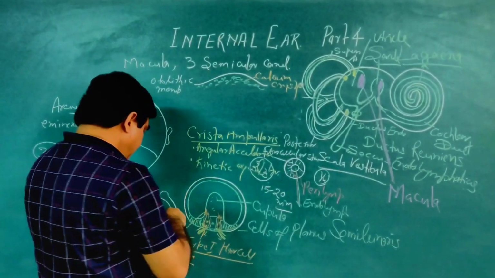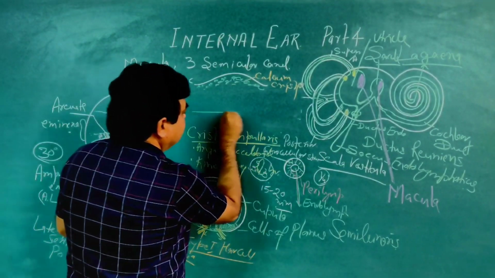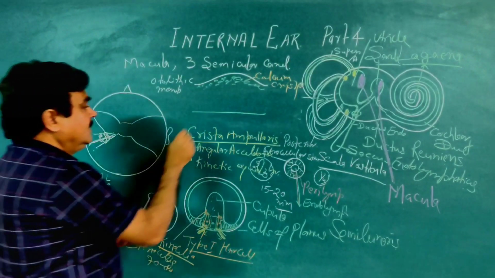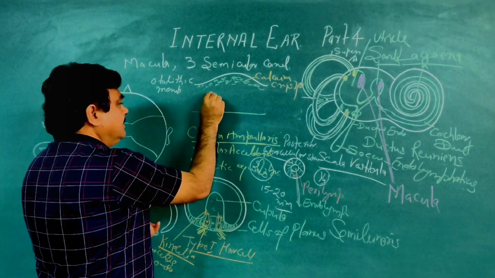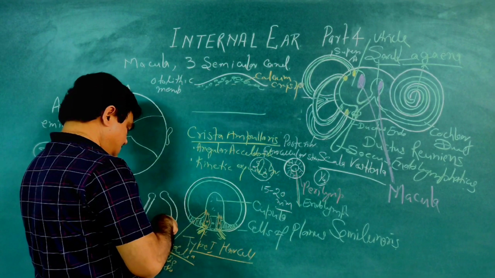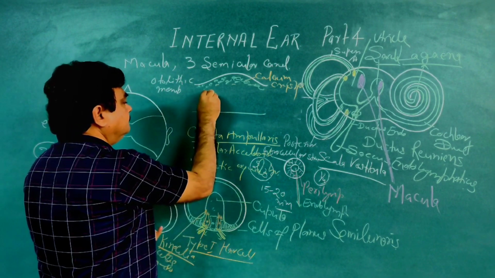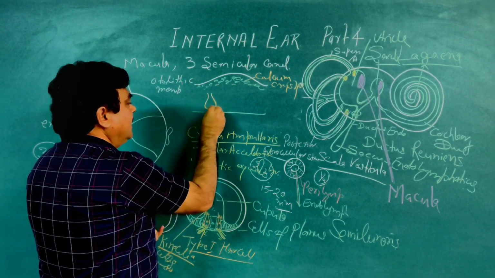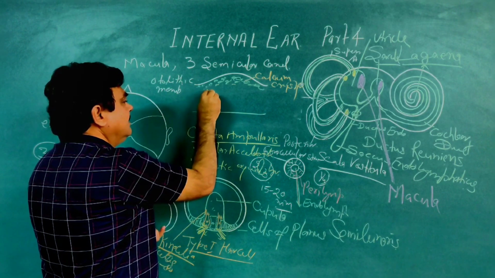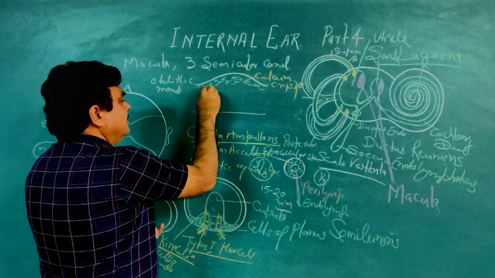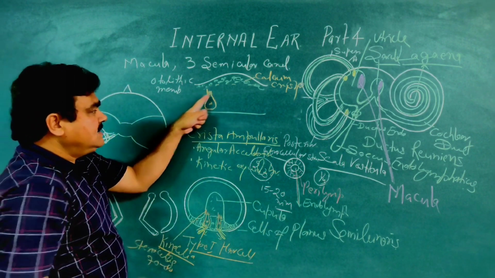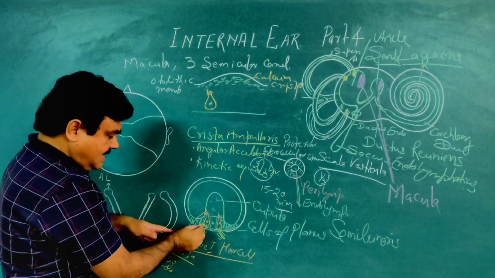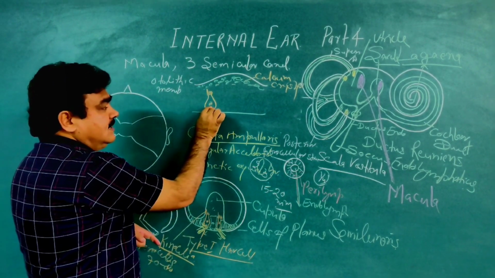And here this is basement membrane, the basal lamina. And here cells are present. Again, this flask-like cell, with kinocilium and stereocilia, like here. This is type 1 cell.